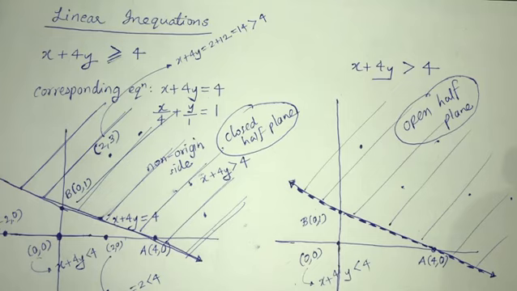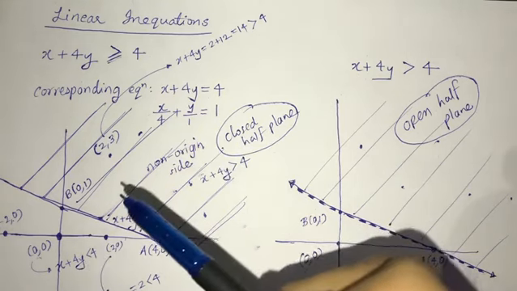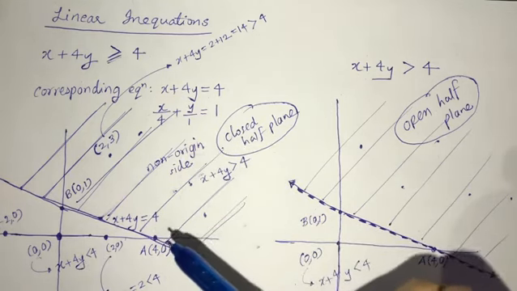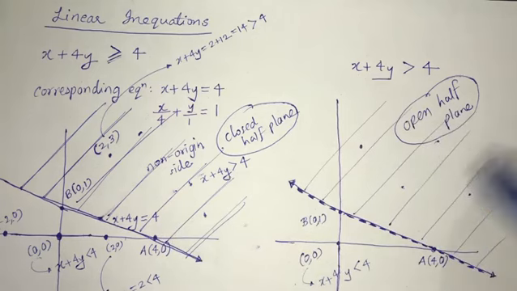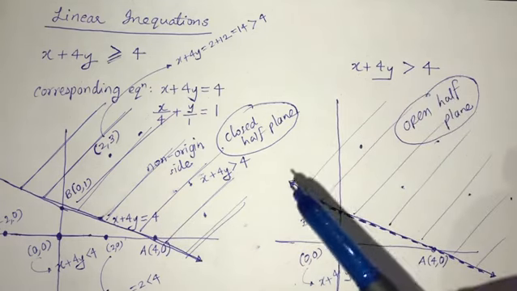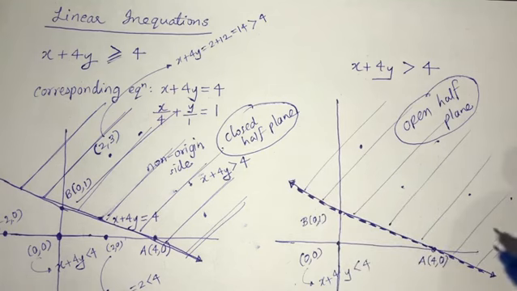So when is the solution the origin side? If the origin satisfies the inequality, then all these points will satisfy the inequality, and then the solution becomes the origin side. If the origin does not satisfy the inequality, then all the surrounding points also will not satisfy the inequality. Then you say the solution is the non-origin side. In this also it is the non-origin side. Only thing is, equal to is not there. The straight line won't be included. You have to show the straight line dotted: open half plane, closed half plane. A linear inequality will always give you a half plane.